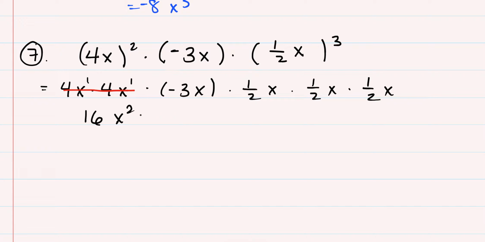And then maybe we'll pull this negative 3x down. And then we have a 1/2, a 1/2, and a 1/2. If you multiply all those together, you get a 1/8. Then an x to the 3, because I have 1, 2, 3 of them.